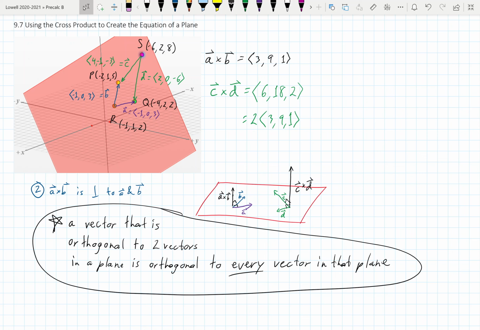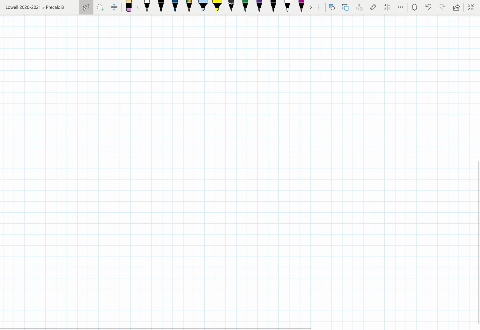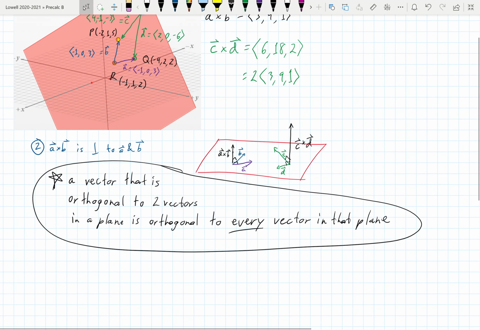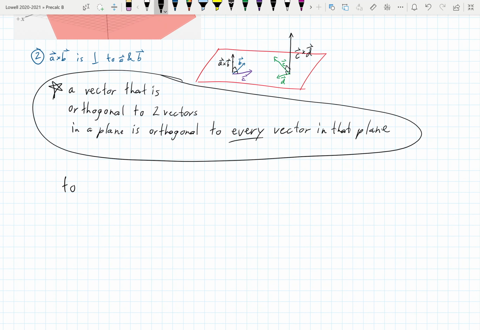So again, our task was to create the equation of a plane, and we said to determine a plane we need to know two things. We need a point on the plane, that's one, and we need to know the way it's tilted. And again, this is analogous to a line where you need a point and a slope, okay? So maybe we should actually talk about what the equation of a plane looks like first off.